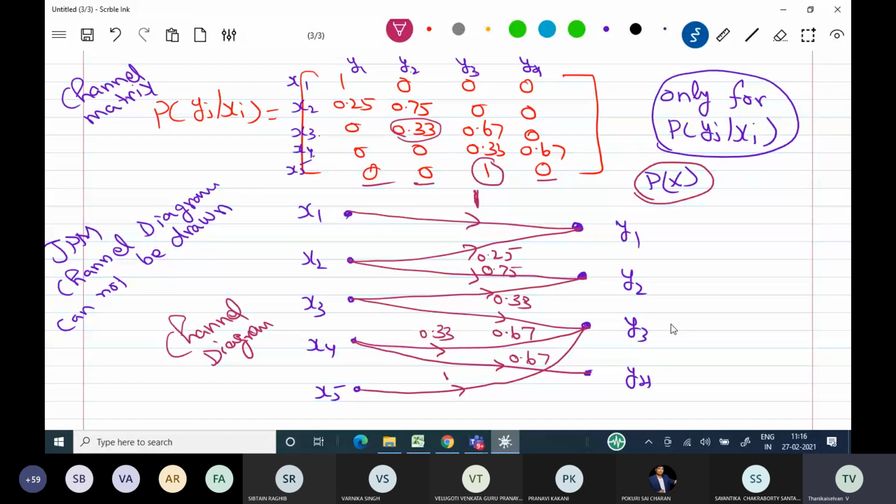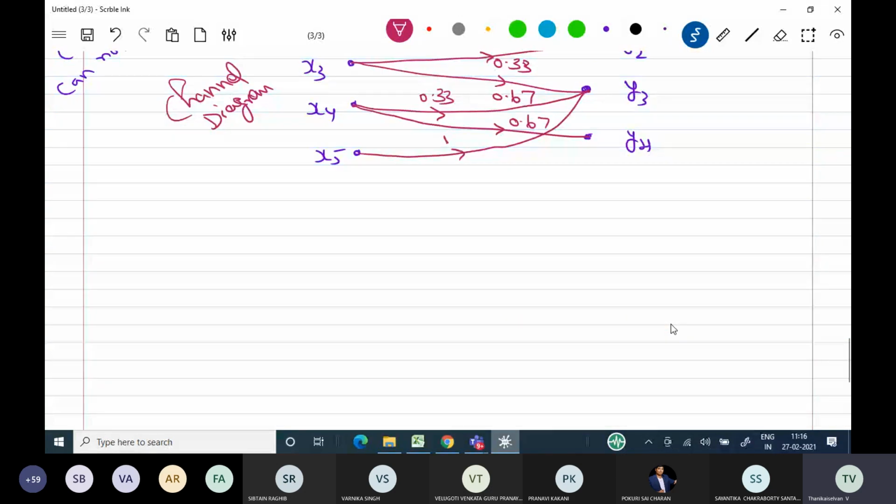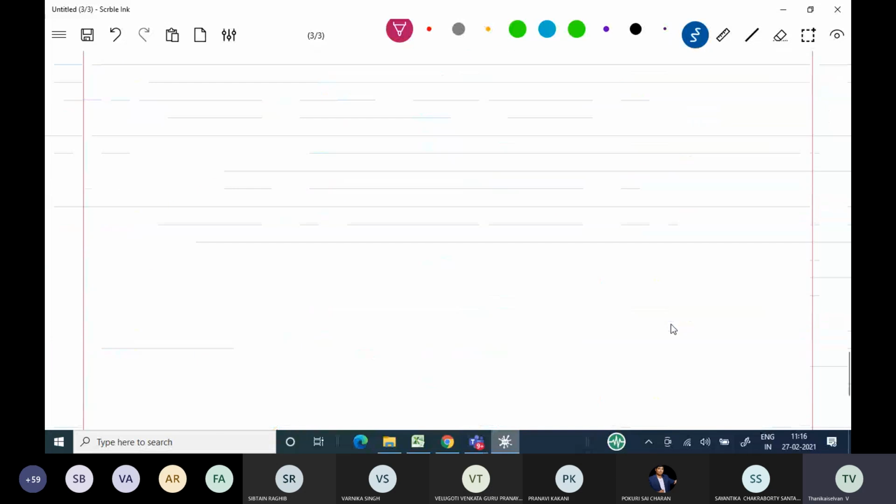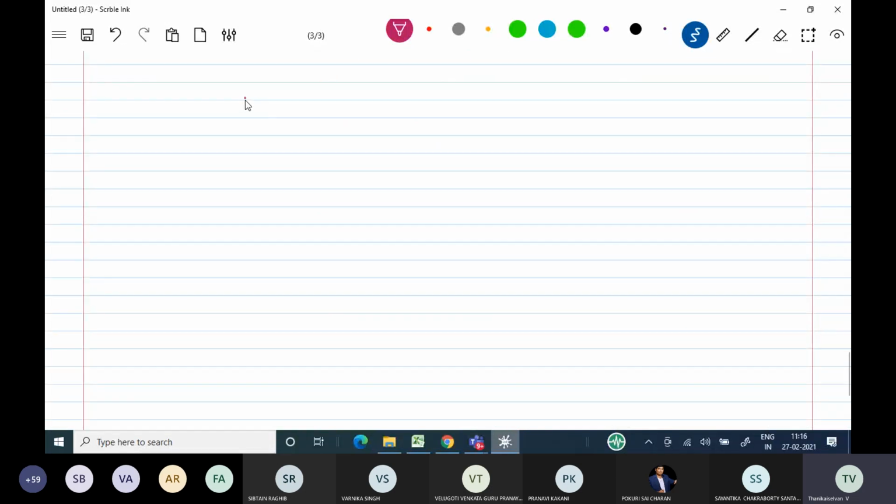With that, everything is over. One more calculation is missing in this problem. I told you to calculate. Please tell me the mutual information, because we are going to continue with the mutual information. Mutual information is the average information gained by the receiver.